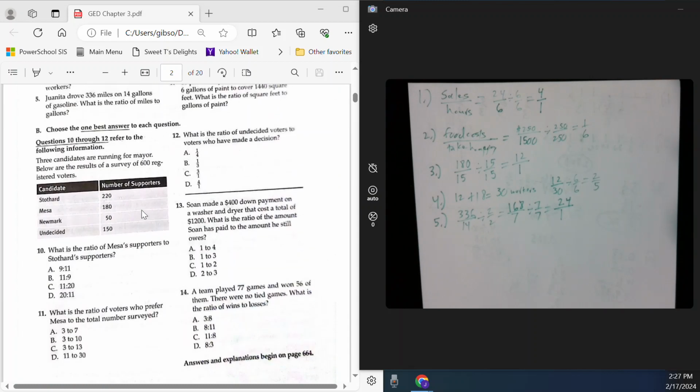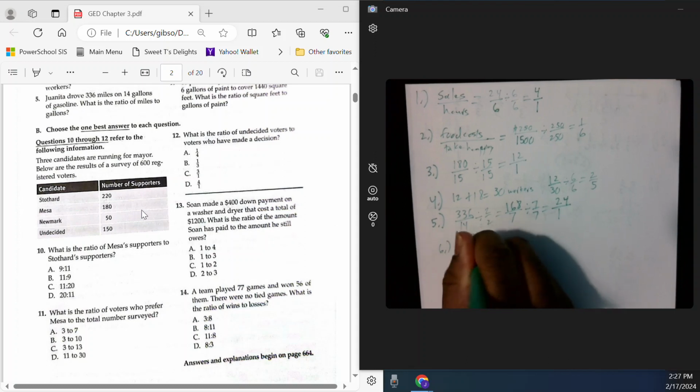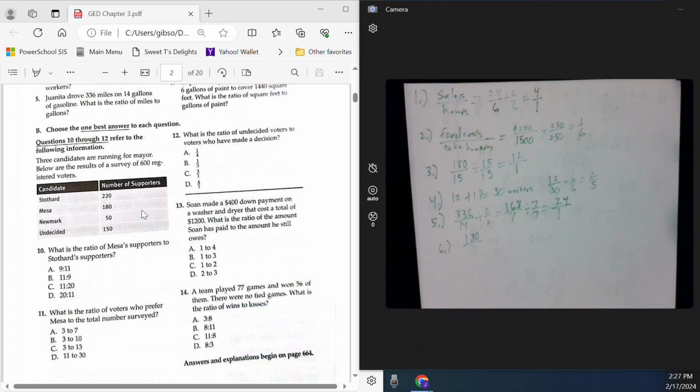Now, we come down here to B. It says, choose the one best answer to each question. Questions 10 through 12. Refer to the following information. 3 candidates are running for mayor. Below are the results of a survey of 600 registered voters. What is the ratio of Mesa's supporters to Stockard's supporters? So Mesa is 180 and Stockard is 220.